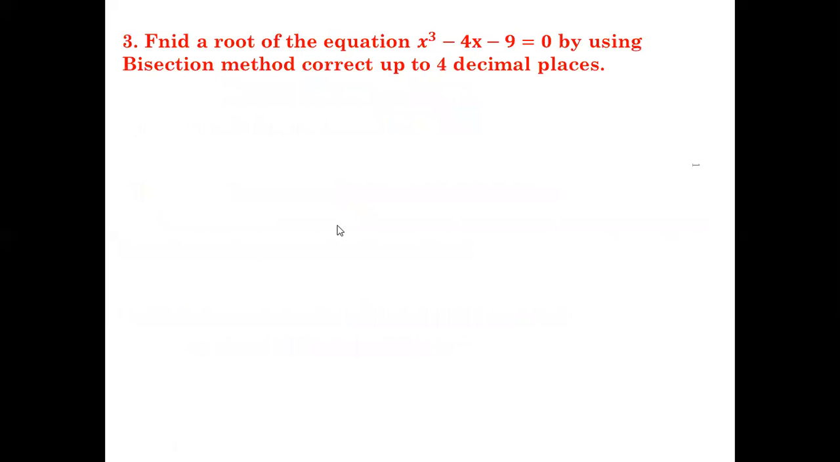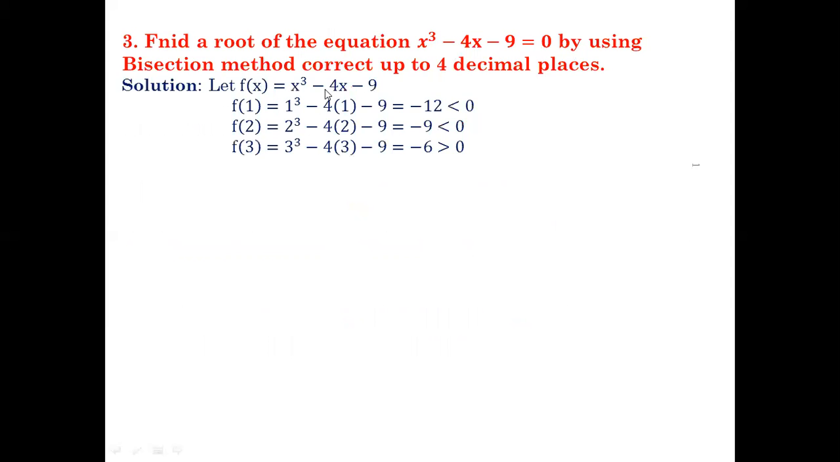The next example: find the root of the equation x cubed minus 4x minus 9 equals 0 by using the bisection method, correct up to 4 decimal places. Given function f(x) equals x cubed minus 4x minus 9. Then you replace x by 1 to find the root: 1 cubed minus 4 into 1 minus 9 is equal to -12, less than 0.